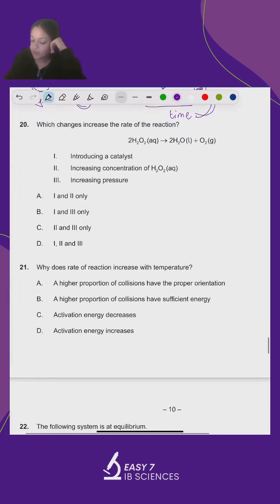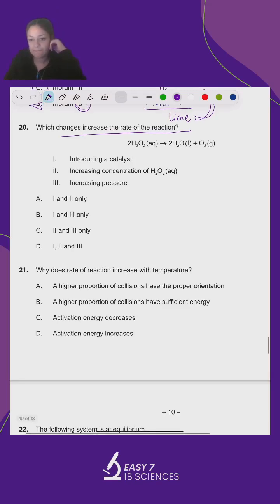Next question: what changes increase the rate of the reaction? Okay, so anyone have any idea what the answer could be here? What would change the rate of the reaction? So, what do we think? So first of all, yep, exactly, it's A, absolutely, the right answer is A, but let's talk about it.